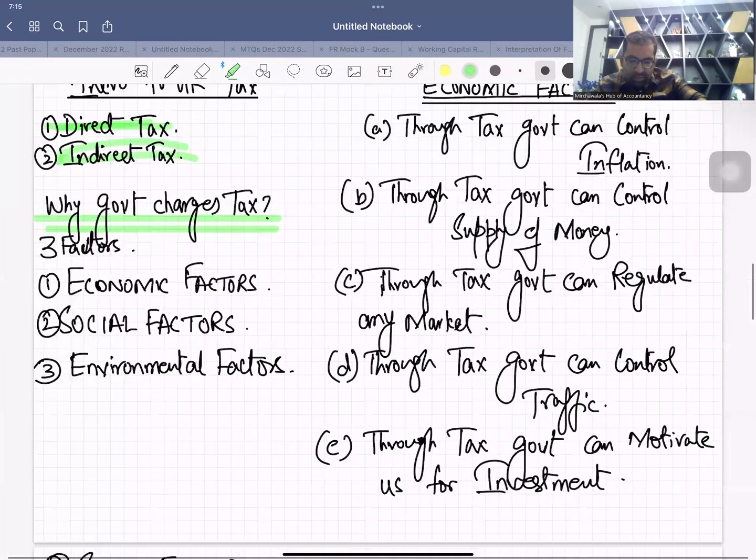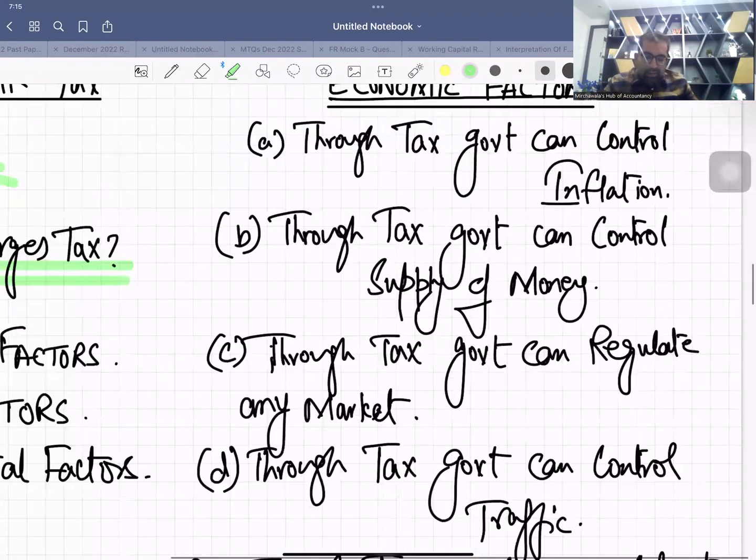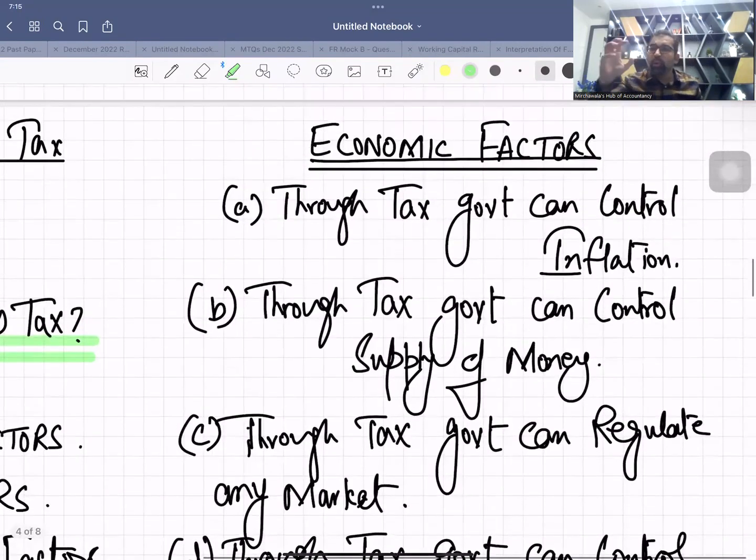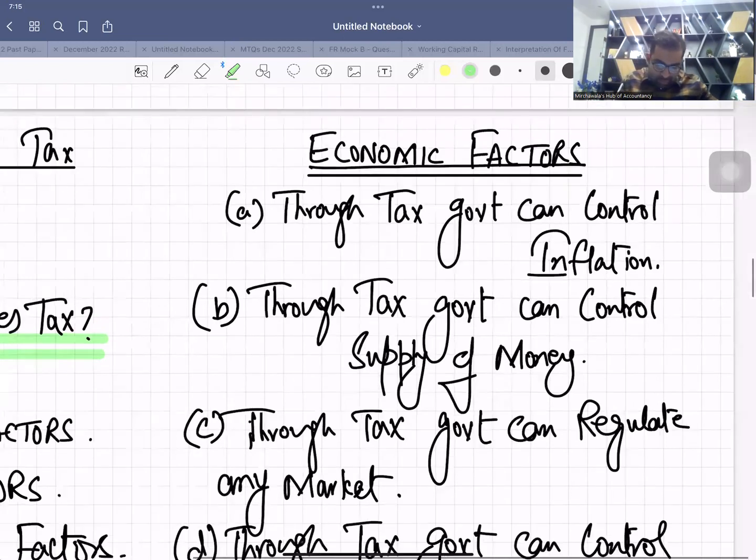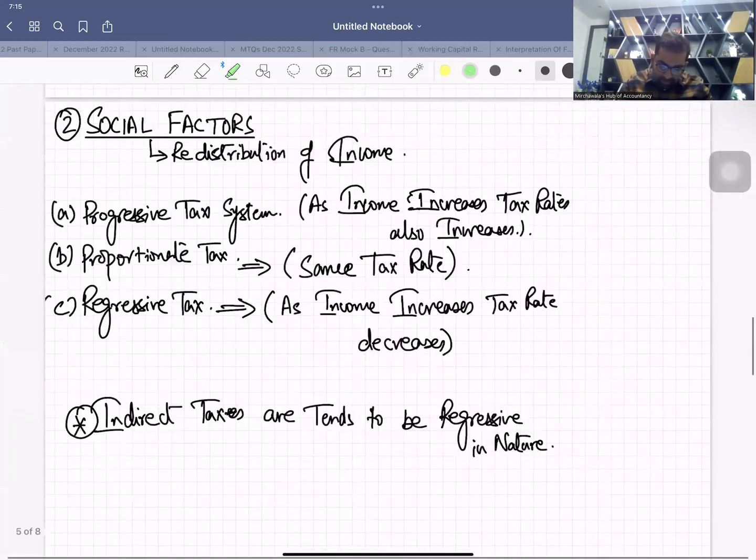See, this is the discussion. See the first line. Through tax, government regulates many things. Through tax, government can control inflation. Now be with me, don't sleep. Hope you remember, hope you have seen this.